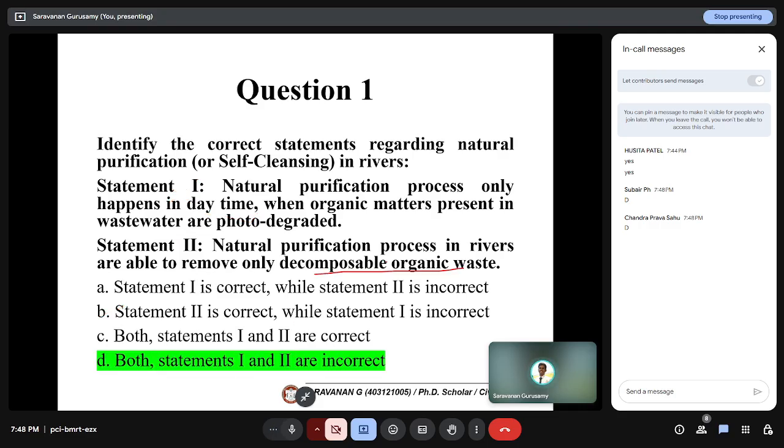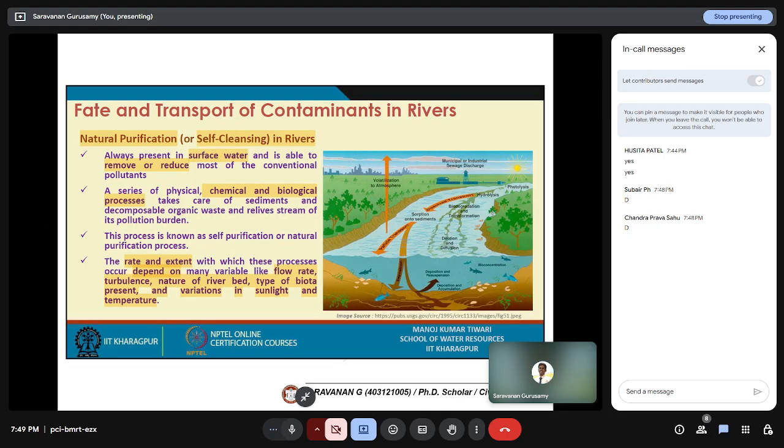Decomposable organic, yeah. Other matters will be transported, diffused, sedimented. So that is also wrong. Only decomposable. Natural purification process can remove any pollutant by different methods, like sedimentation, filtration. That may also happen. Only decomposable organic matter will be degraded by microorganisms. Others will be deposited. Yeah, D is correct.